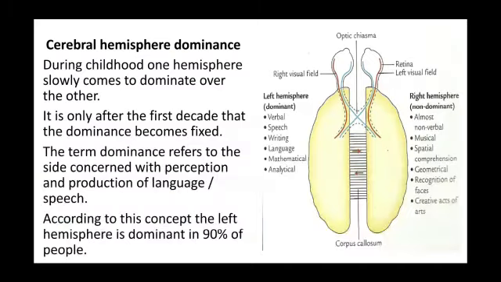Coming to cerebral hemisphere dominance, during childhood, one hemisphere slowly comes to dominate over the other. It is only after the first decade that the dominance becomes fixed. The term dominance refers to the side concerned with perception and production of language and speech. According to this concept, the left hemisphere is dominant in 90% of the people.